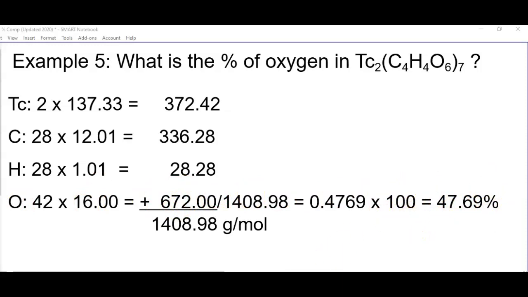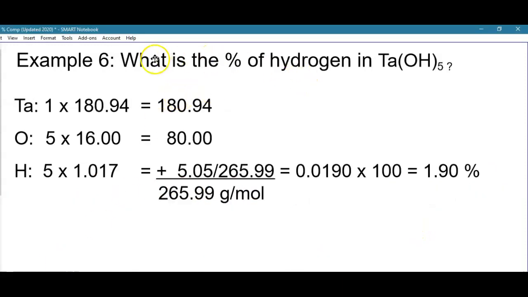Similarly, in example 6 here, if I asked what is the percent of hydrogen in Ta(OH)5, you would not need to necessarily do all these other calculations. You would just figure out the molar mass and know what your part is of hydrogen, divide by your whole, so part over whole, times 100.